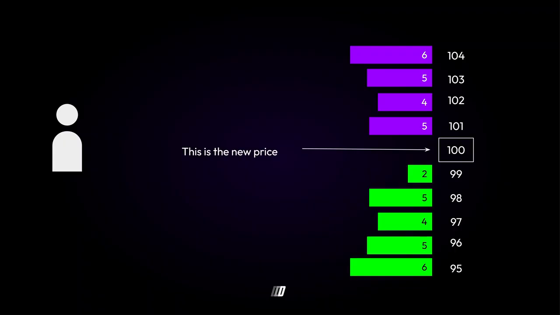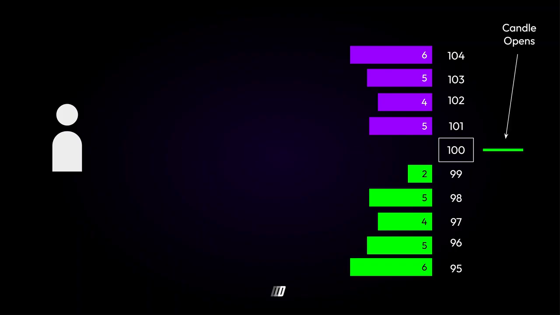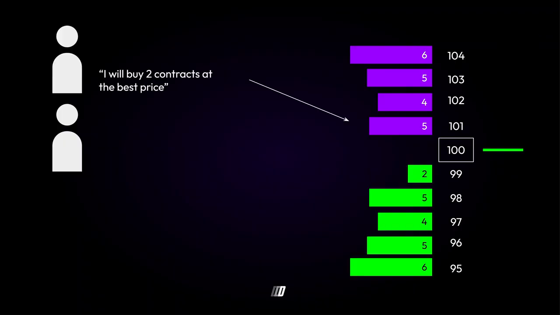Now this is the new price, right? Because as soon as someone raises their hand in the audience, that becomes the new price that someone needs to beat, right? Exactly the same. Now this is the new price. The new price is set as soon as there's a match between an aggressive participant and a passive one. And with normal candles, this is where your candle would open, right?